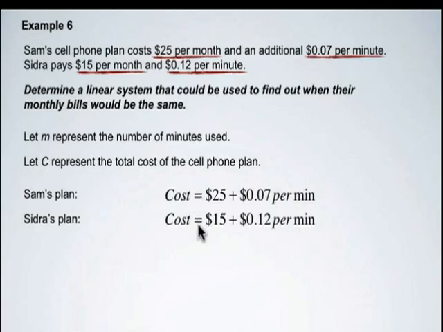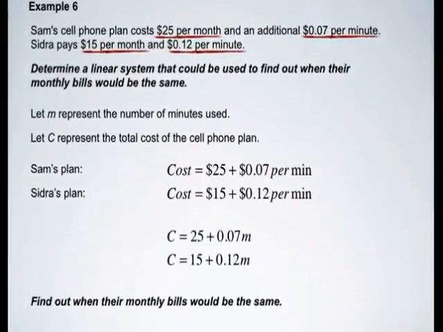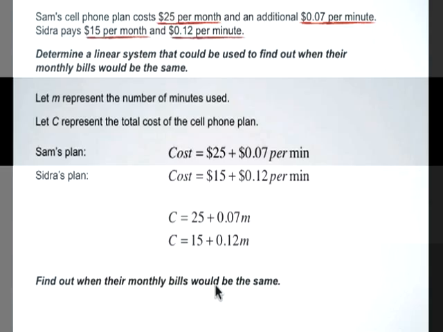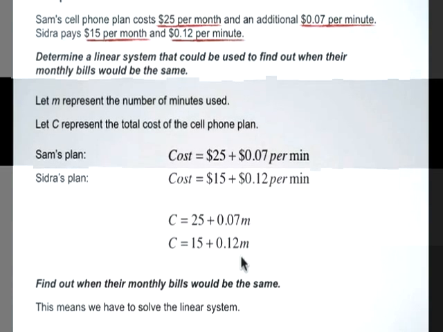We can rewrite these equations, and the first one is C equals 25 plus 0.07m. And the second one is C equals 15 plus 0.12m. Now we have a linear system that we can solve. And what we want to do is find out what number of minutes would give them the same amount on their phone bill. And so that means that we're going to have to solve our linear system.